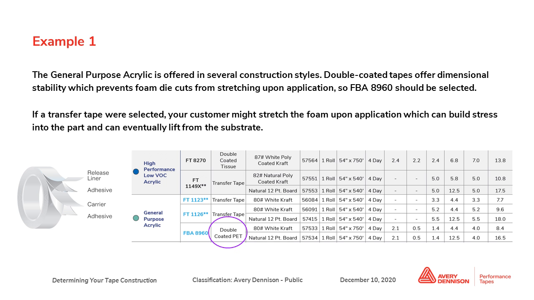Okay, so the specific product there is going to be FBA 8960. As you can see there, it's a double-coated polyester tape. And then, of course, we'll get into a liner in the next example here, but that tape comes in a variety of liner options.